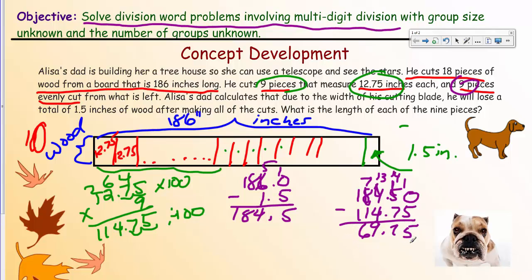Let me see here. I can double check my work by going 5, 5, 10, carry the 1, 4, 15, carry the 1, 13, 14, carry the 1, 7, 8. Looks good. I like it. So now I'm going to take that 69.75, and I'm going to divide that by my 9 now, because remember, this is what's left over.